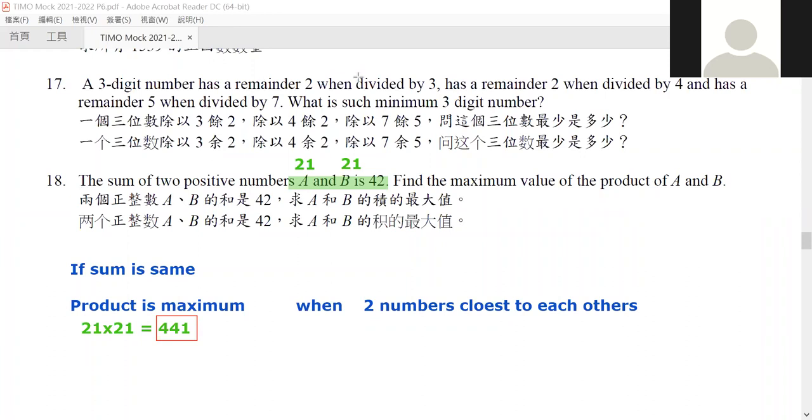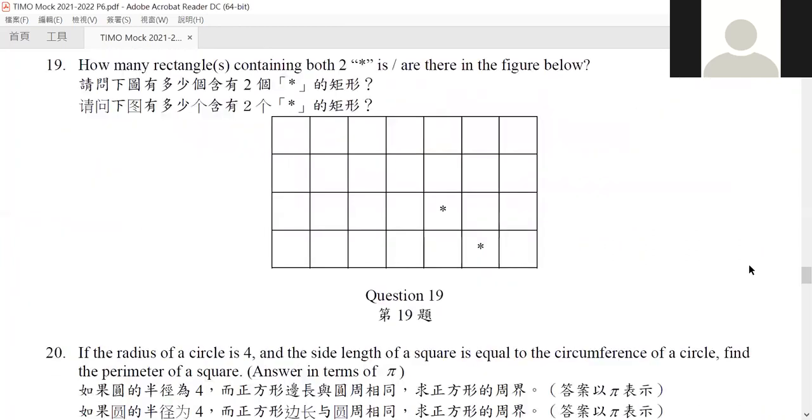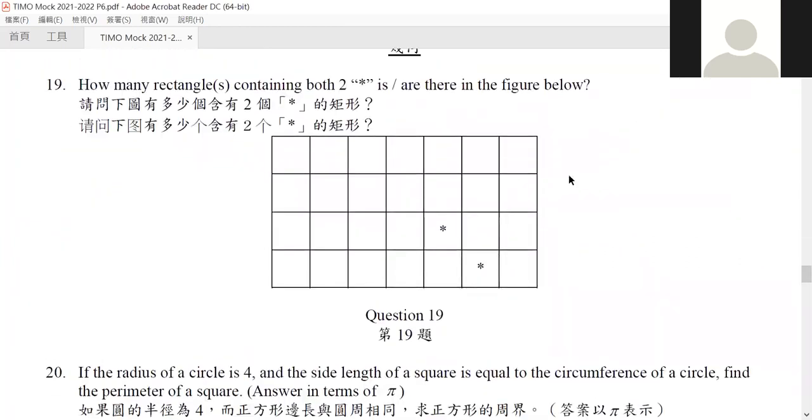So by this, we have finished the section of number theory. Now let us proceed to the next part of the paper, geometry. How many rectangles are there that contain the two stars?